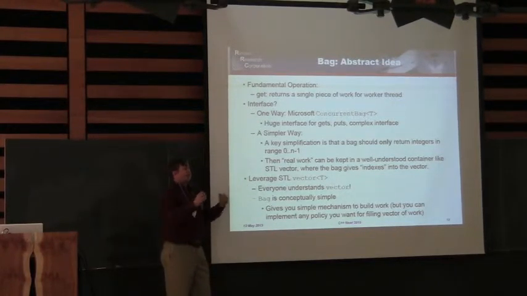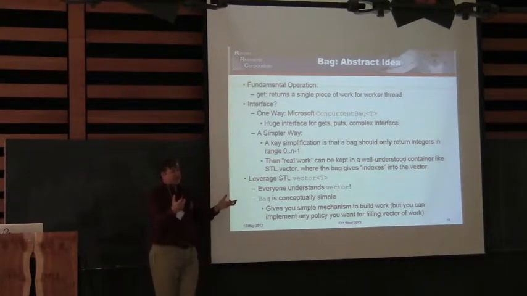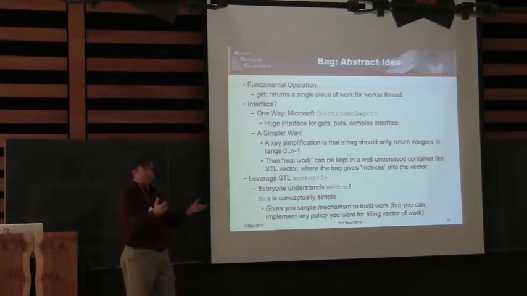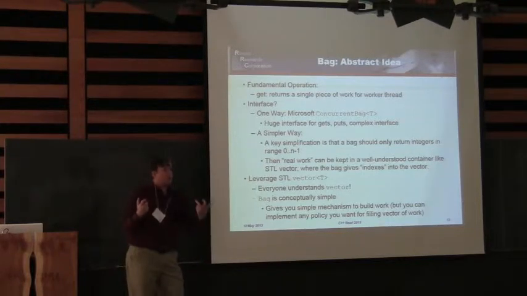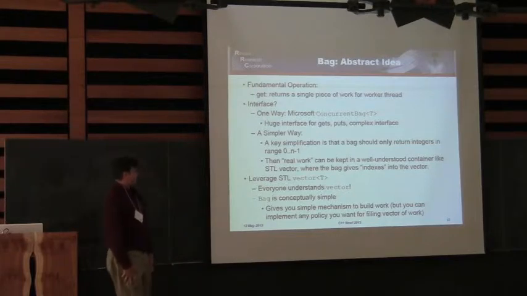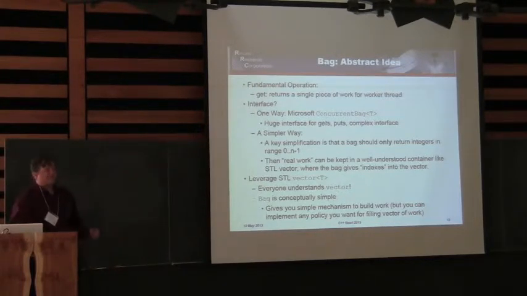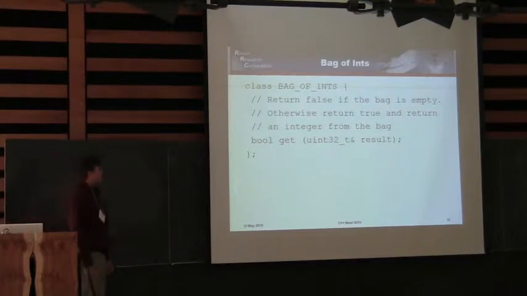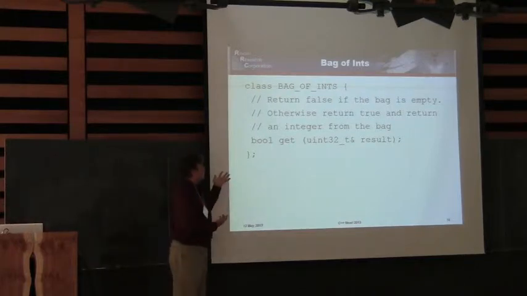So you put your work in the vector however you want, in whatever thread-safe manner you need to make your application performant. Okay? So does that make sense? You have the bag, which gives you integers, and then you store the real work in the vector. We're specifying a mechanism which allows you to implement any policy you want to handle your particular threading case. So yeah, probably the simplest interface in the world.